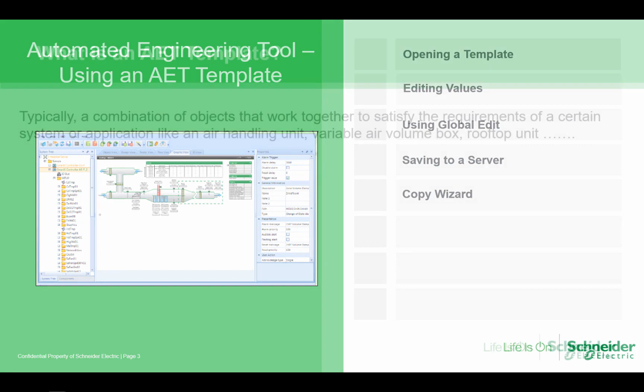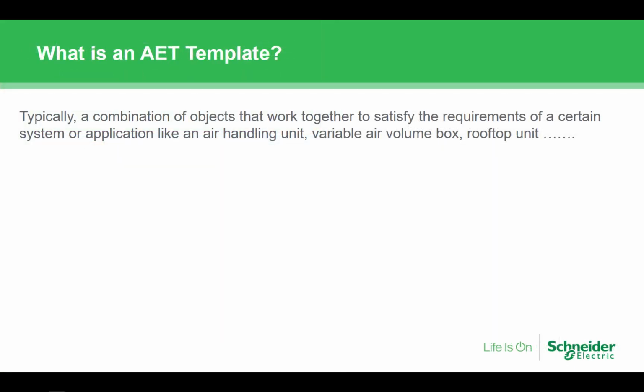Before we begin, we should be clear on what a template in the AET is. Typically, a template is a combination of objects that are engineered together to satisfy the requirement of a certain system or application. So you might have a template for a typical AHU or your standard VAV, or even customer-specific templates. The benefit is knowing you are always using the same proven code, and it enables you to deliver quick, but with quality and consistency.